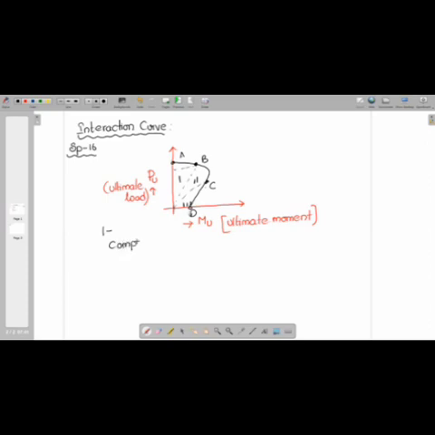Sir, you can ask me, how do you know this graph? This is entirely from the Code, SP16. They'll ask you in the SP16 graph, if a graph is drawn between ultimate load and ultimate moment, what is zone 1? It is compression failure. And 2 is nothing but the balanced failure.